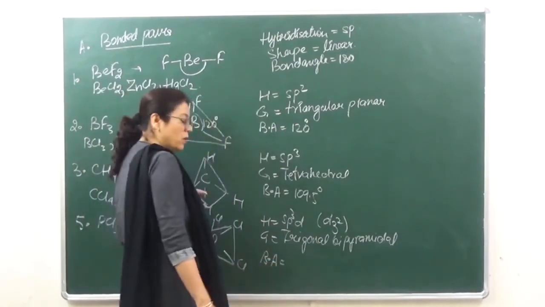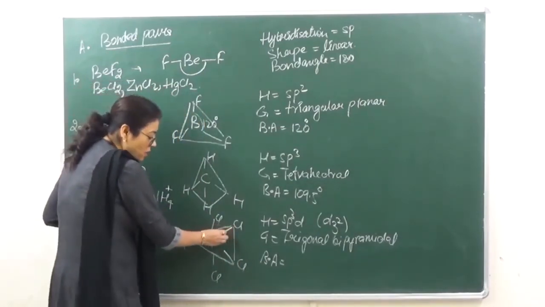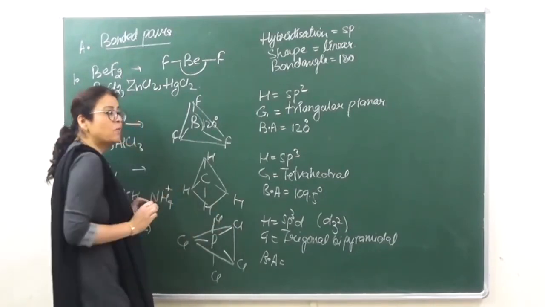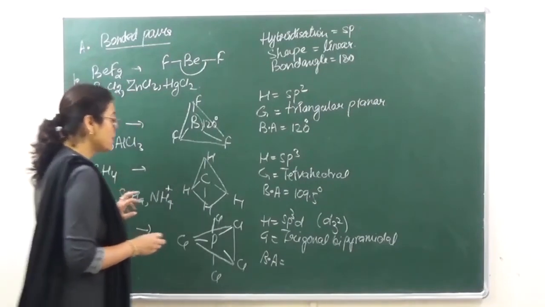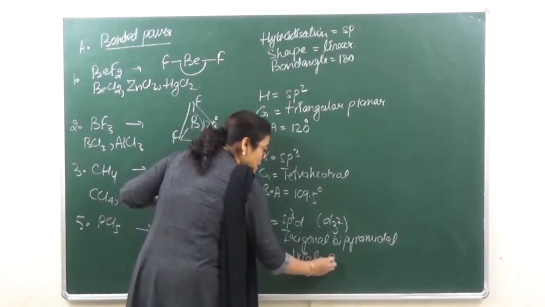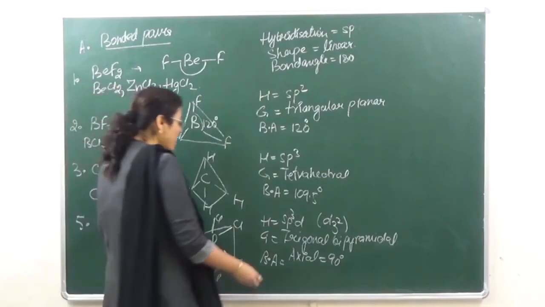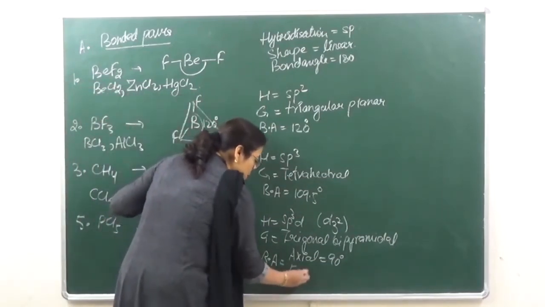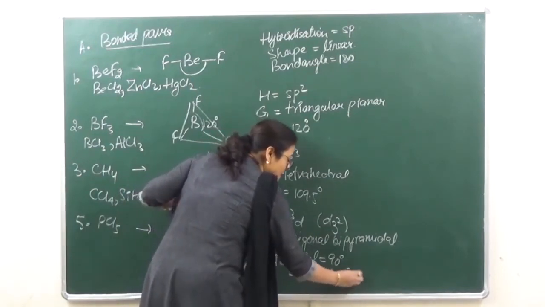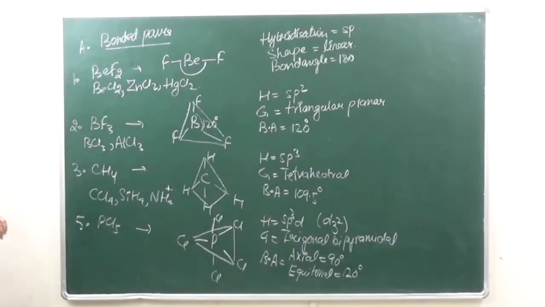And the bond angle, there you can see two types of bonds which are present. One is this bond, known as the equatorial bond, and one is this bond, known as the axial bond. So there are two bond angles. The bond angle for axial, which is perpendicular to the plane, is 90 degrees, and the bond angle for equatorial is 120 degrees. Okay, understood?